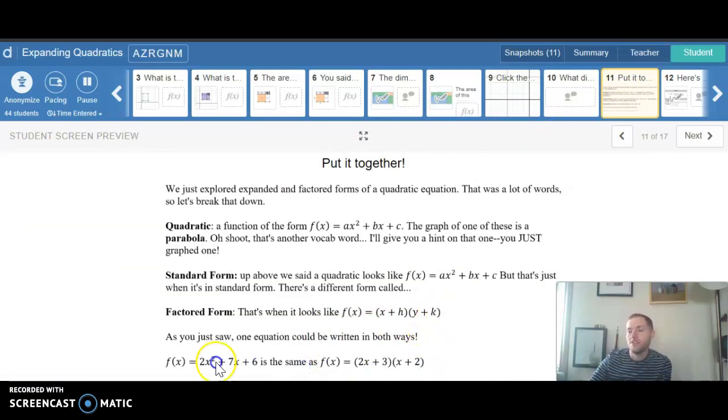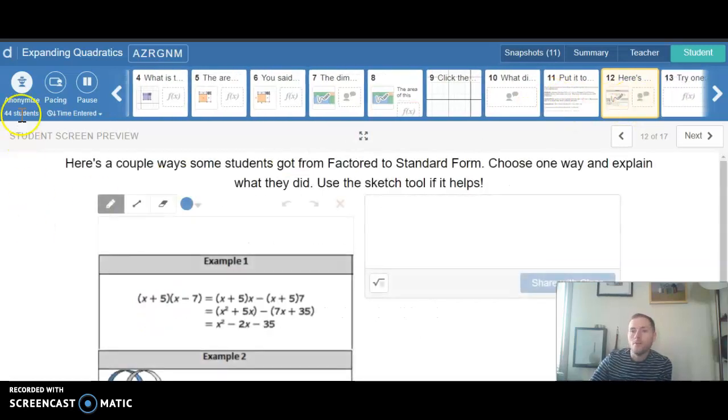And as we saw in that activity, the same thing can be written in two different ways. So that's what we're going to practice, going from this form to that form and vice versa. Right now we're going to focus on going from factored to standard by a process called expanding. In next week's activity after spring break, we're going to go from standard form to factored form.